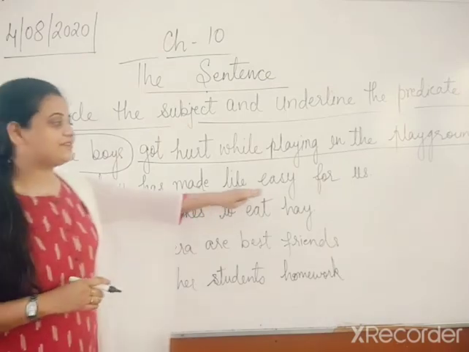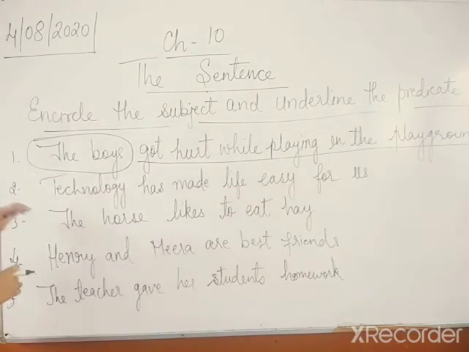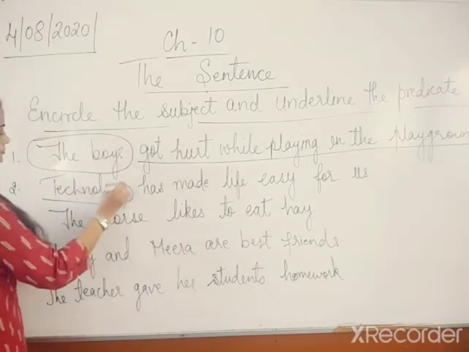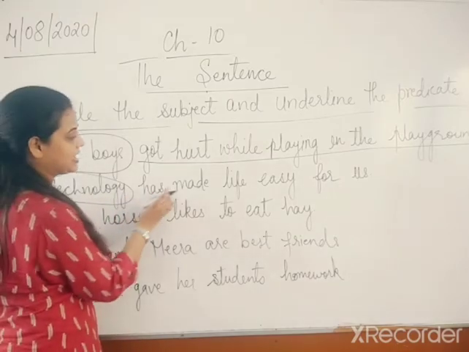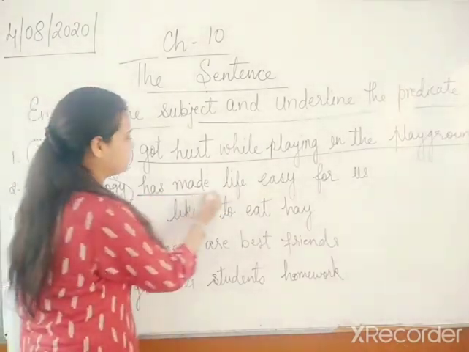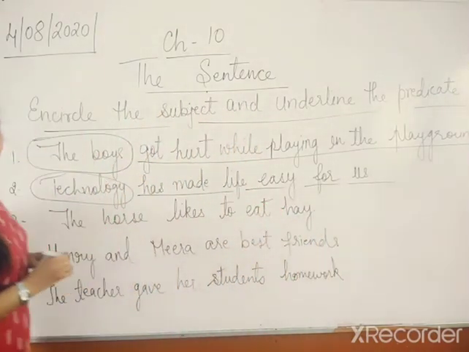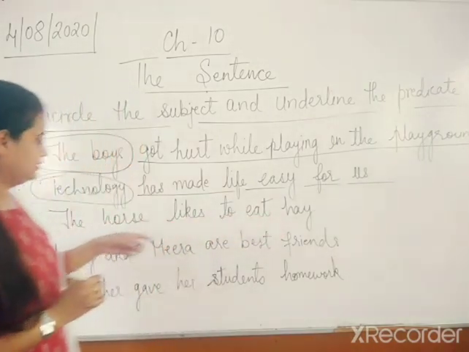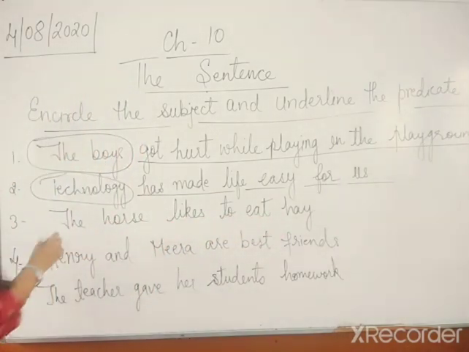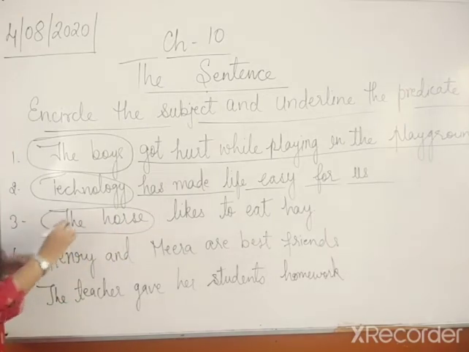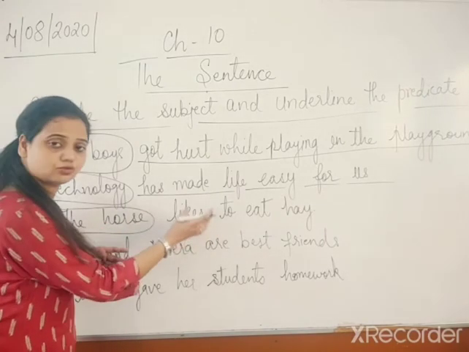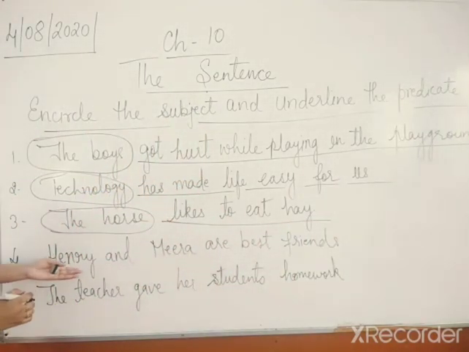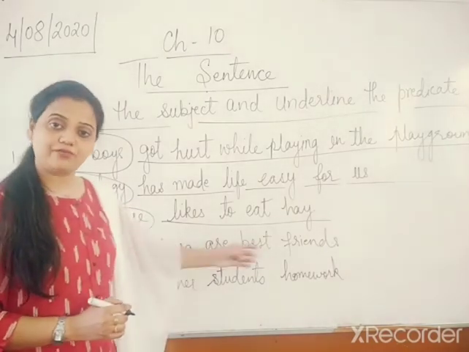Next: technology has made life easy for us. So over here, what is the subject? The subject is technology. And has made life easy for us is your predicate. Clear? The horse likes to eat hay. So over here you can see the horse is your subject, and what is said about the subject? That it likes to eat hay. This is your predicate.